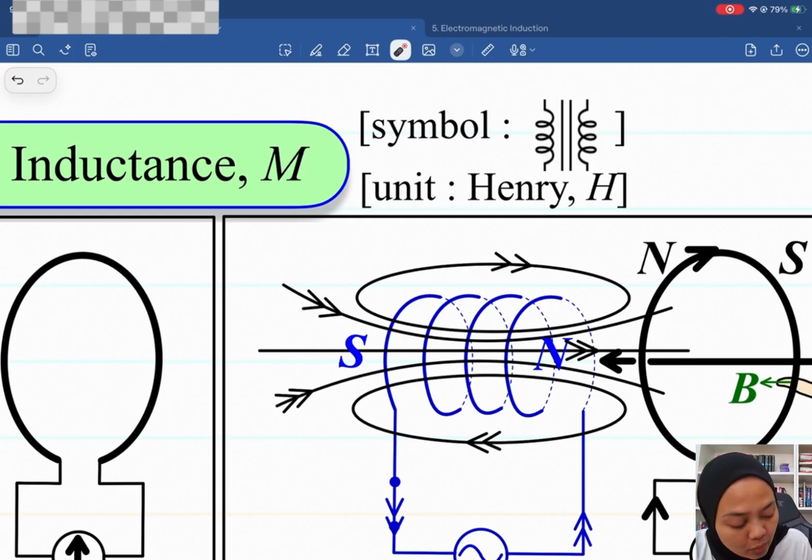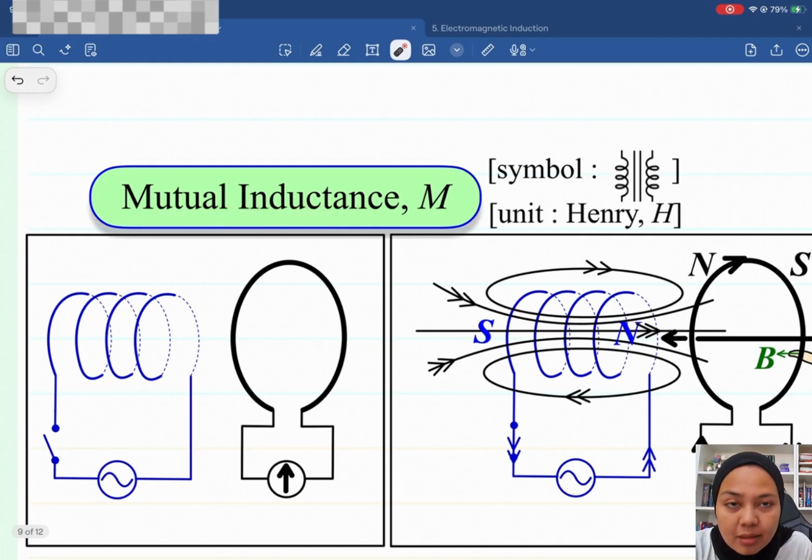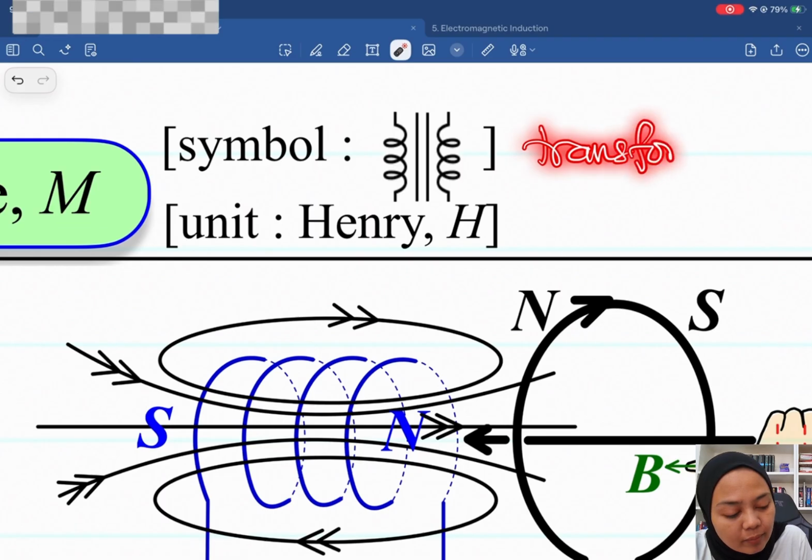Normally the iron core will ensure that the magnetic flux from the primary coil is concentrated to the secondary coil, so we can see the changes. And normally when changes happen in the primary coil, they will start to induce EMF on the secondary coil. Now you will see this concept of mutual inductance in what we call a transformer. Alright, so mutual inductance is the concept that is used in a transformer.